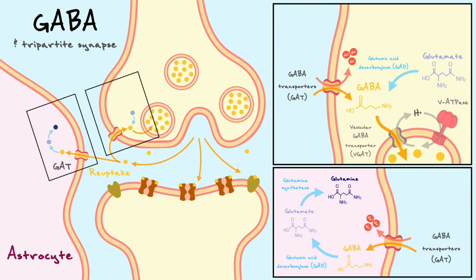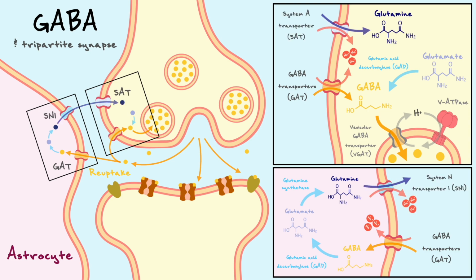The glutamine can then leave the astrocyte by the system N transporter and return into the cell through the system A transporter. The two transporters co-transport sodium with glutamine. When glutamine is inside the presynaptic terminal, it gets reconverted into glutamate by glutaminase, which completes our reuptake cycle.